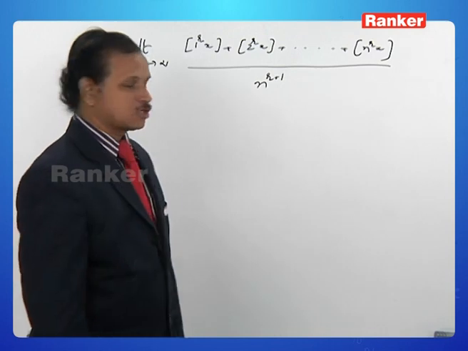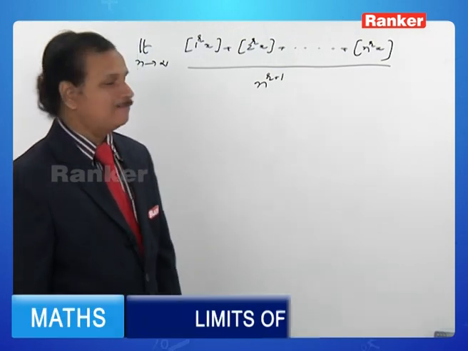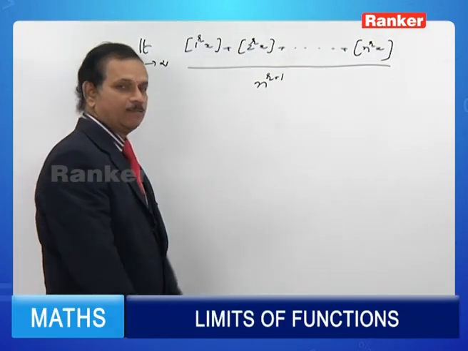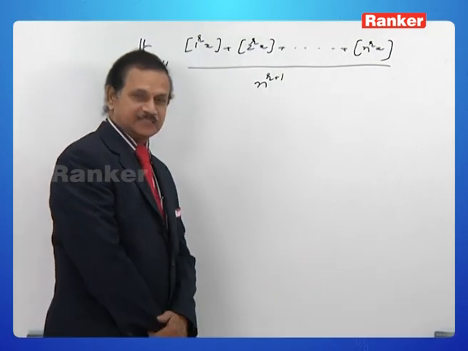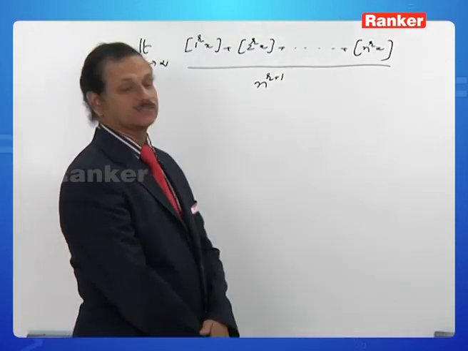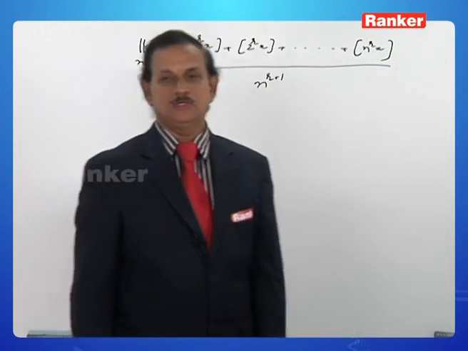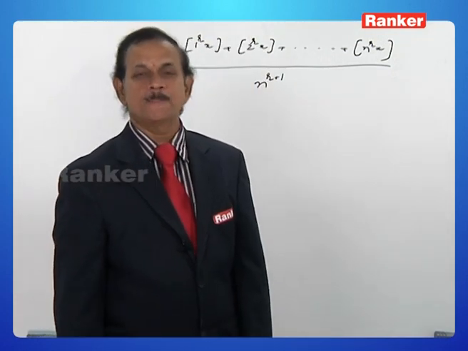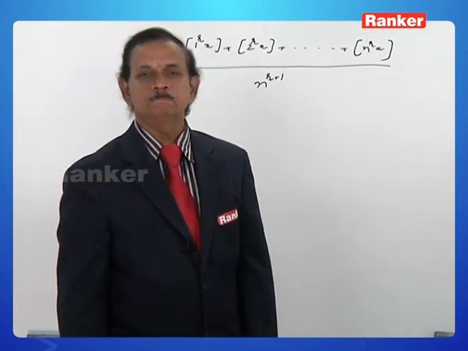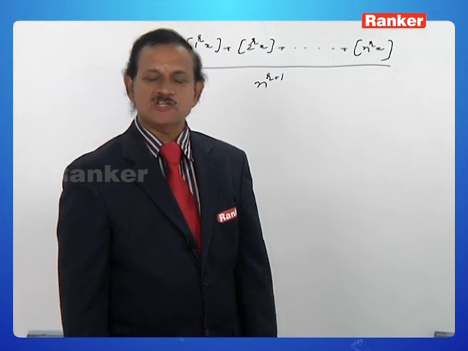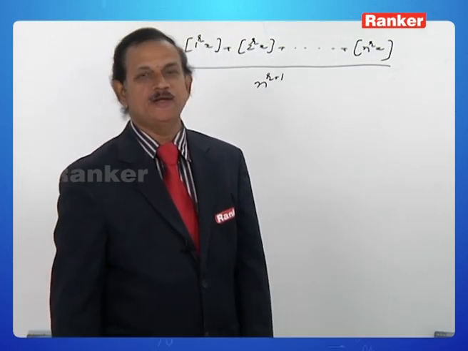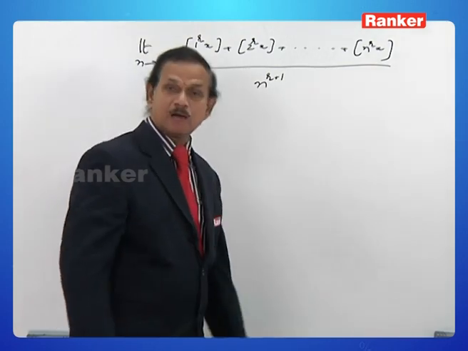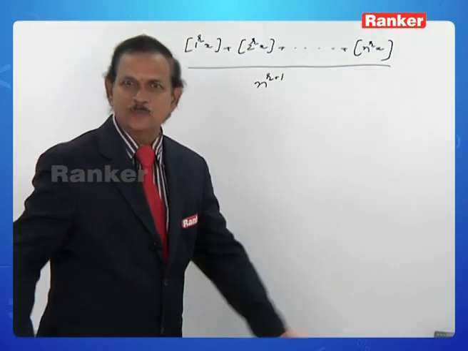If r is a natural number, what is the limit of the integral part of 1 power r into x plus integral part of 2 power r into x, etc., integral part of n power r into x, divided by n power r plus 1? How to get this limit? By making use of the sandwich theorem again, we are able to have the answer as x by r plus 1. How can it be?